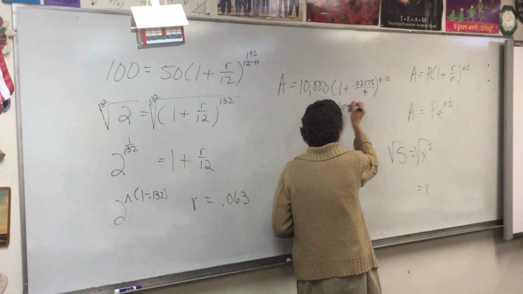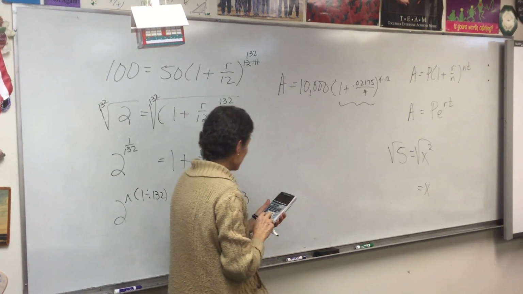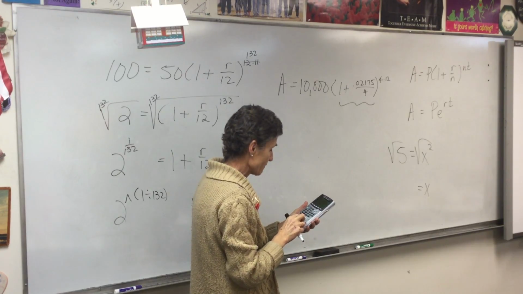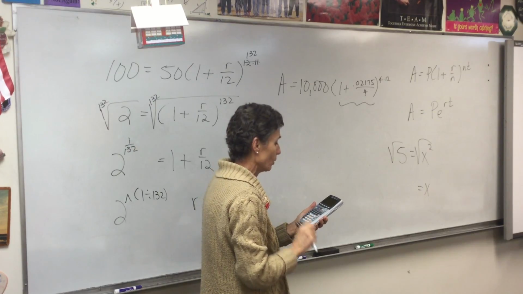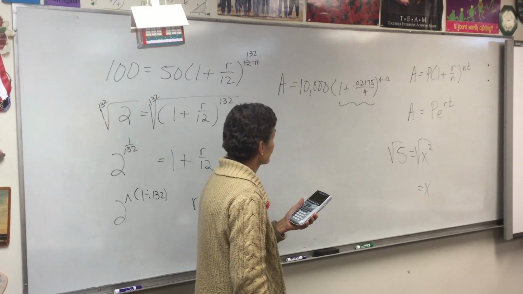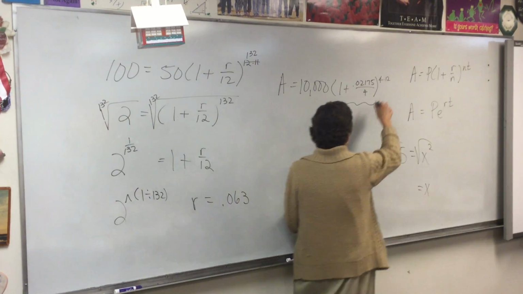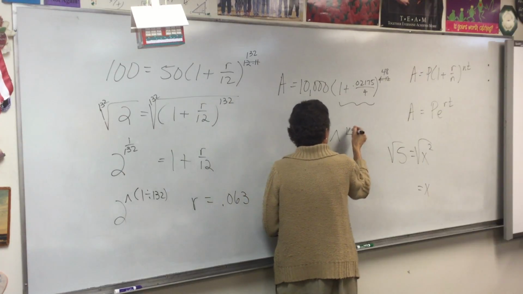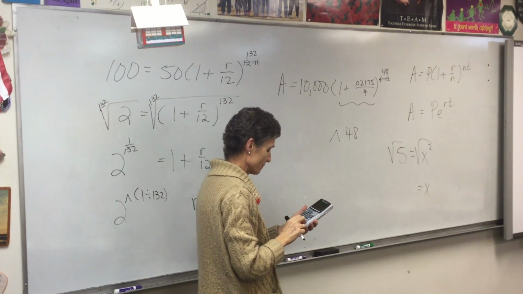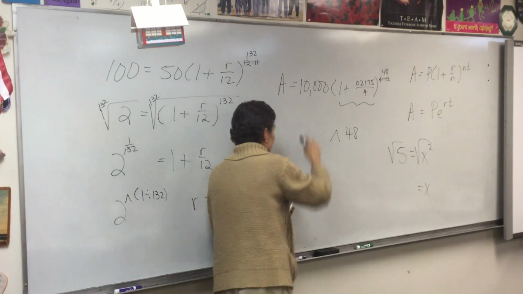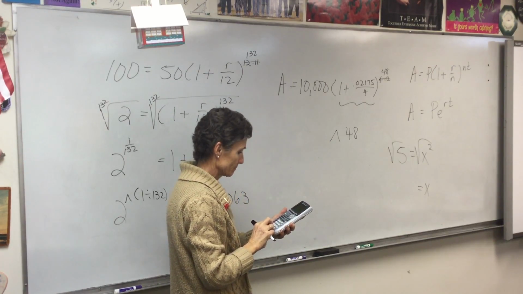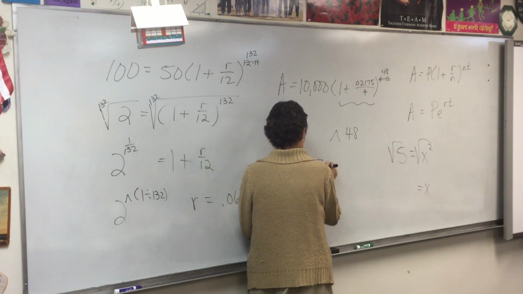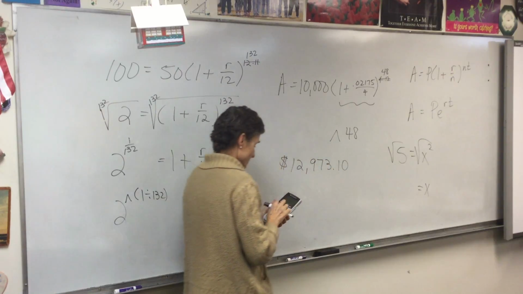So I start right here with the parentheses. If you have a calculator, type along with me. 1 plus 0.02175 divided by 4 equals. And then what power are we going to raise that to? The 48. So use your caret button and raise it to the 48th power. And then times it by 10,000. I got $12,973.10.